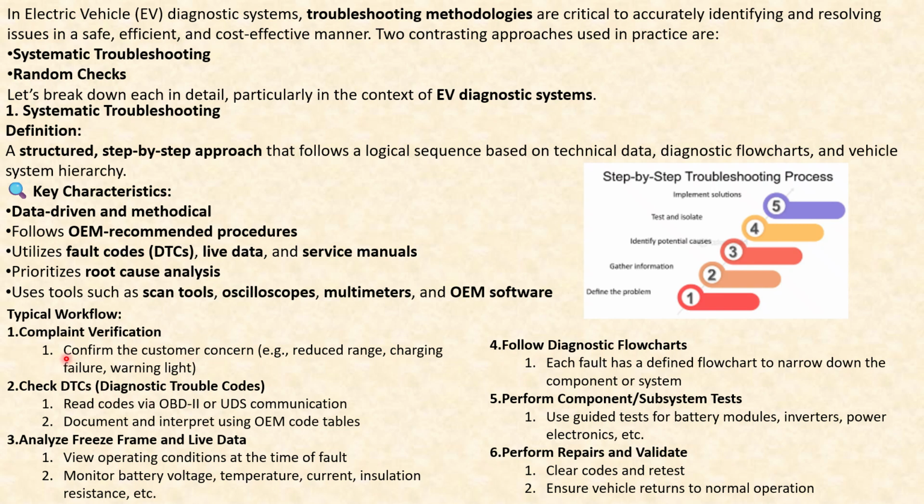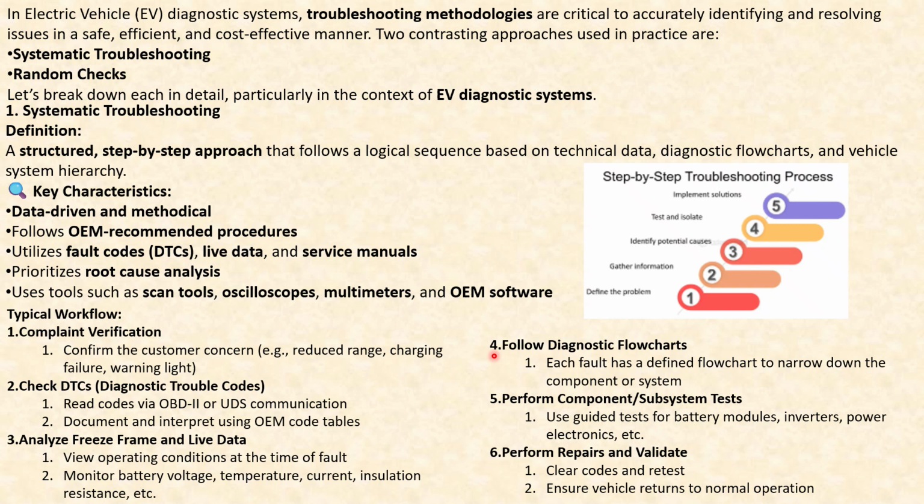The first step is complaint verification. First of all, you need to confirm the customer concern. Next, you check the DTCs, and after checking the DTCs, you read the codes via OBD2 or UDS communication. Document and interpret using the OEM code tables, analyze freeze frame and live data, view operating conditions at the time of the fault, and monitor battery voltage, temperature, current, insulation resistance, etc.